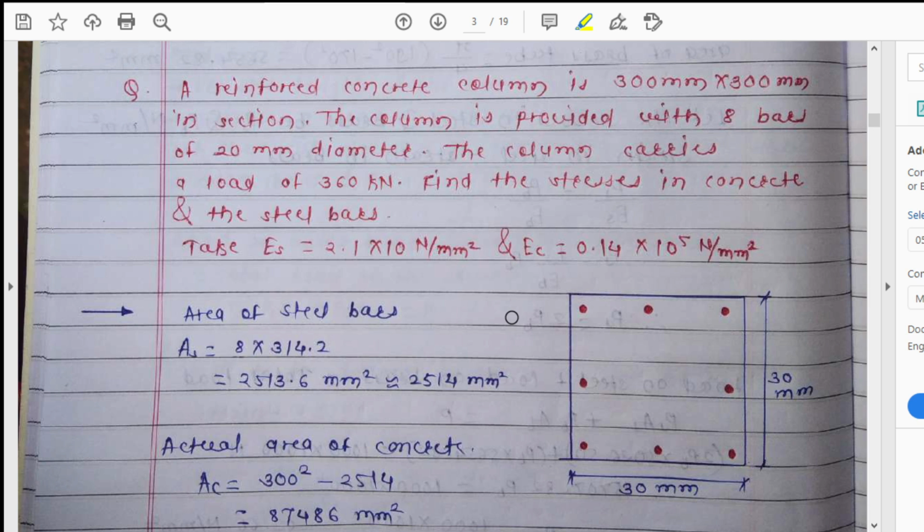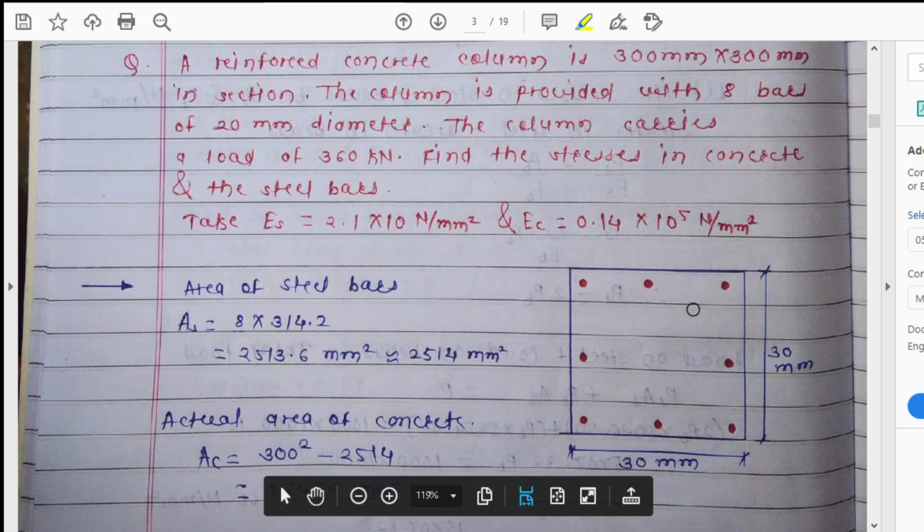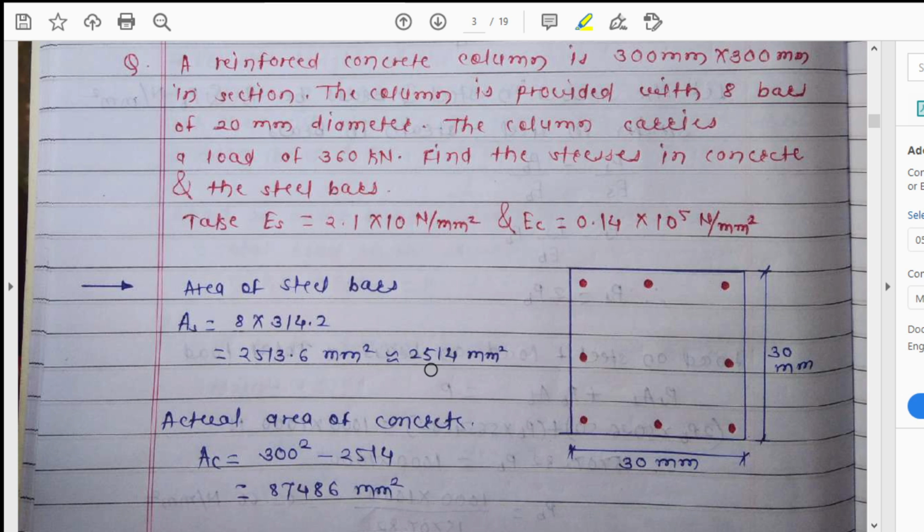Now for the area of steel bars, they have given the diameter as 20 mm and the number is 8. So the whole area can be multiplied by 8. We'll get the total area of steel bars as 2514 mm square.